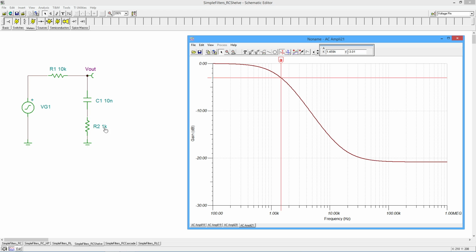All right, so you make this smaller and smaller and smaller. This is going to extend out farther and farther. So what good is a shelving type response? Well, a common usage for a shelving response would be something like a bass or a treble control that you might see on your home stereo. Those are, of course, adjustable. This is not adjustable. This is a fixed kind of thing.